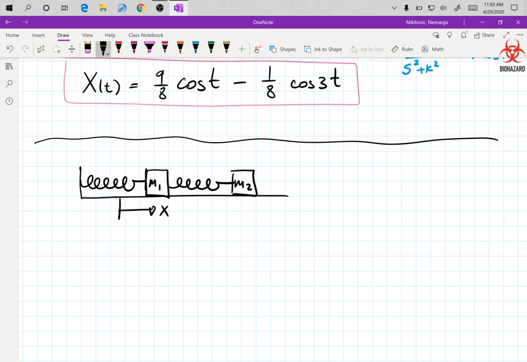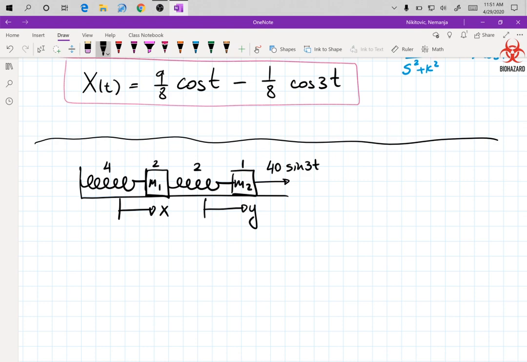Displacement for x, displacement for y. This mass is given as 2, this mass is given as 1, this spring constant is 4, this spring constant is 2. And they are going to disturb the system with a forcing function like this, just to be extra annoying, right?